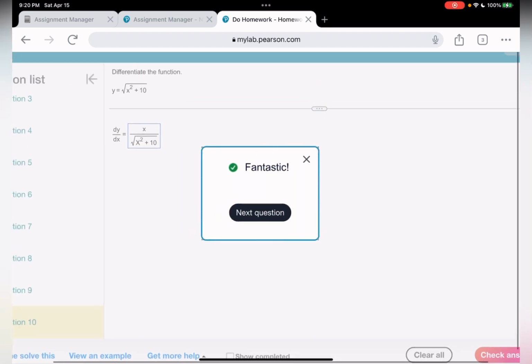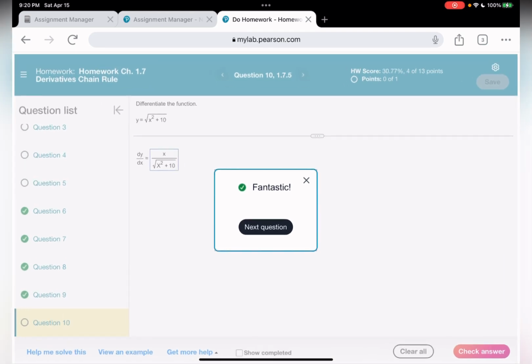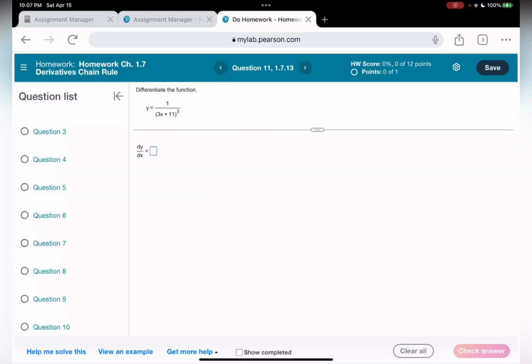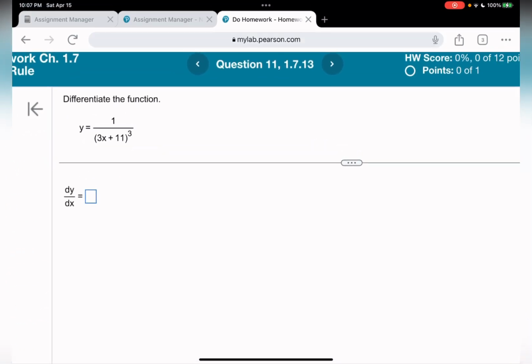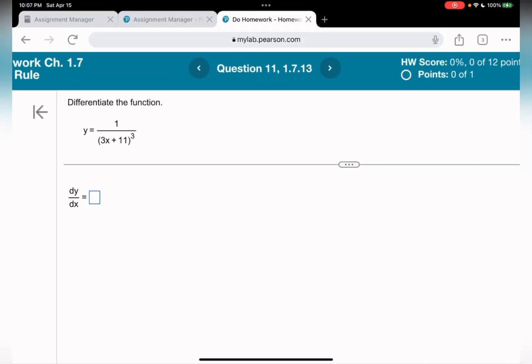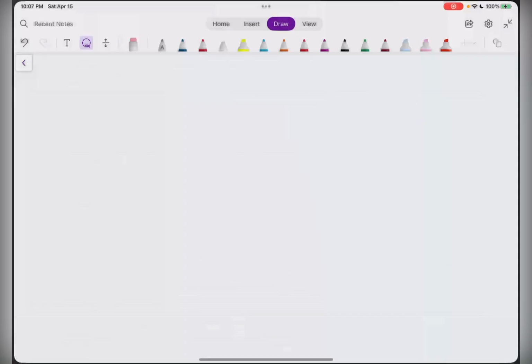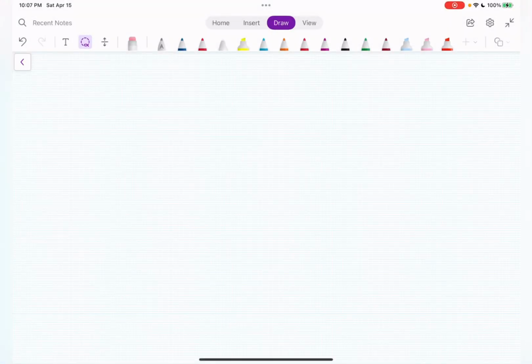Checking. Fantastic. This is question number 10. Okay, solving the next one. Differentiate the function. All right, let's write it down. Y is equal to 1 over (3x plus 11) cubed.